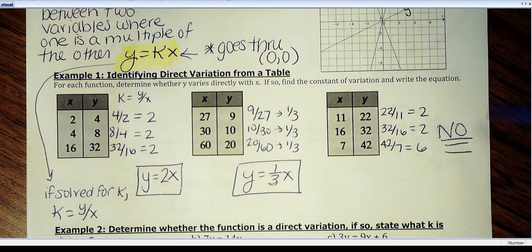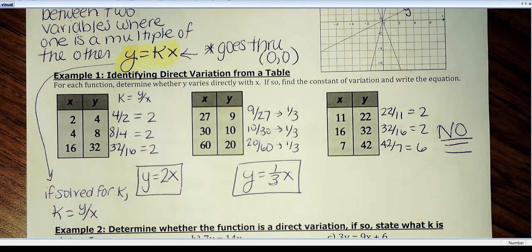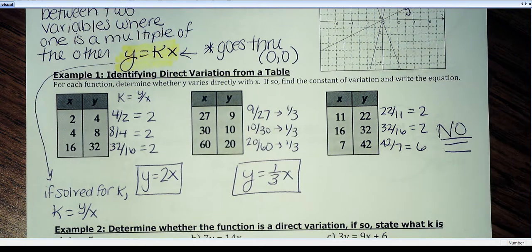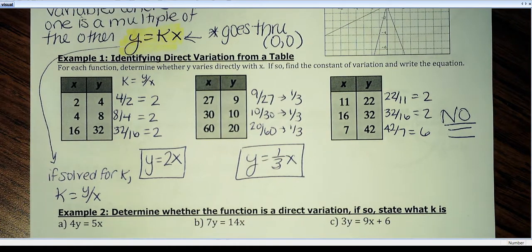Now, when I got over here to this table, I was looking pretty good on the first 2 points, but I got down to the third point, which was (7, 42). And since that was 6 instead of 2 like the other coordinates, that's not a direct variation. Maybe there's a relationship there of some kind, but it's not direct. It has to be the same number, y divided by x, for each of the points.